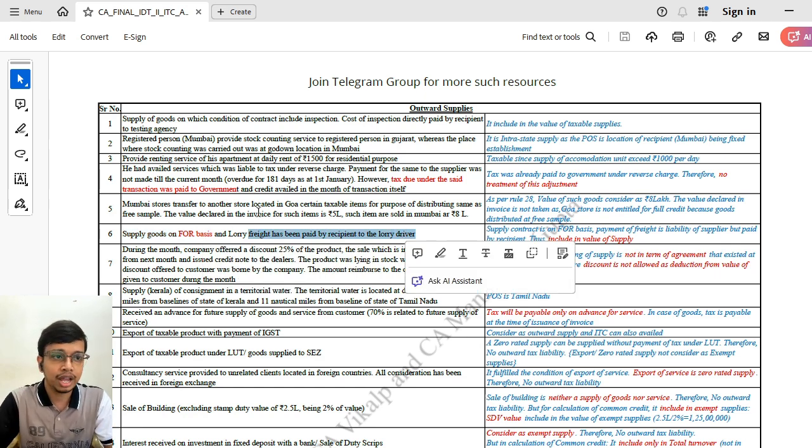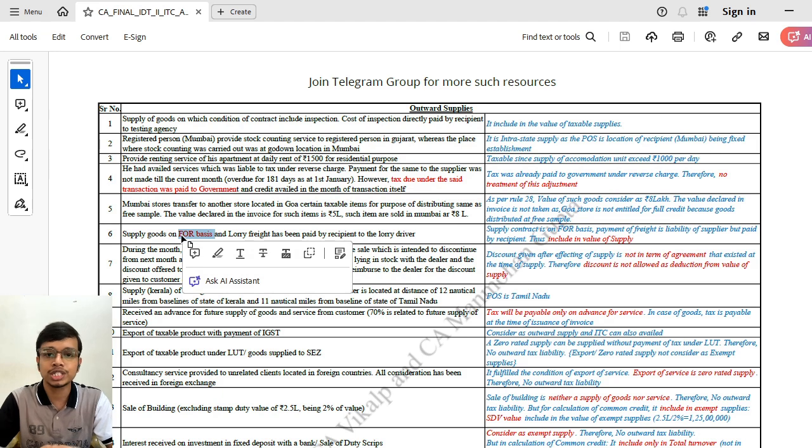Sixth point, supply of goods on FOR basis and lorry freight directly paid by the recipient to the lorry driver. Now FOR basis means that all the responsibility is of the supplier till the goods have been delivered to the place of the recipient. It means lorry freight is also the responsibility of the supplier. So it is included in the value of supply.